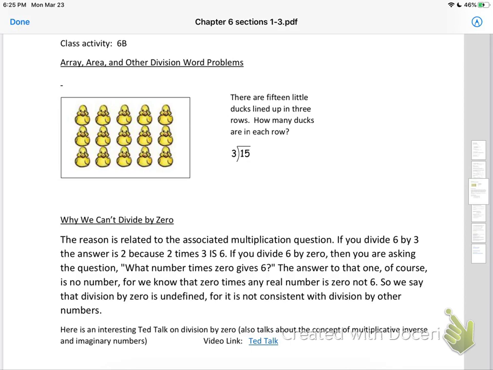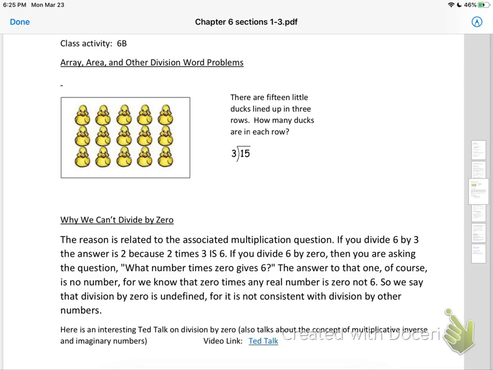Okay, so here there's a class activity 6B that I want you to look at, and this is an array problem. Array problems are very, very, very popular in math. They help with lots of things. They help kids understand division, multiplication, area. They are terrific problems. Plus, they're very user-friendly and colorful and engaging. So here we have 15 little ducks lined up in 3 rows. How many ducks are in each row?